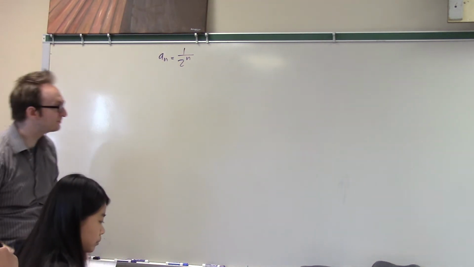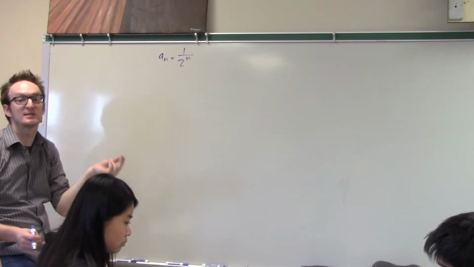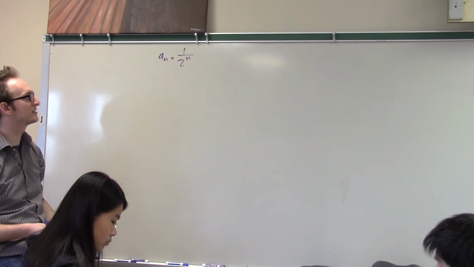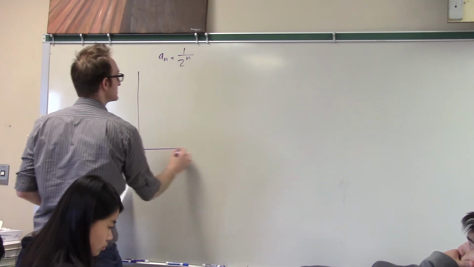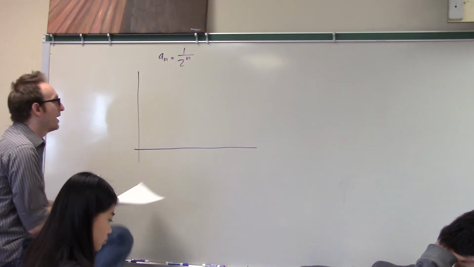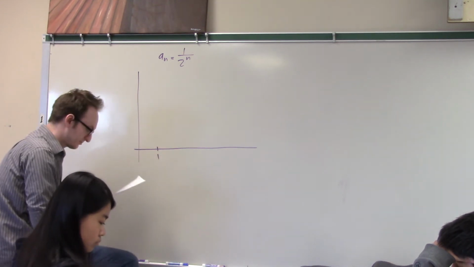Now, as we discussed, a sequence is really like a function whose domain is the positive integers. So we can make a graph of this sequence just like we would make a graph of any function. What is the first term of this sequence?